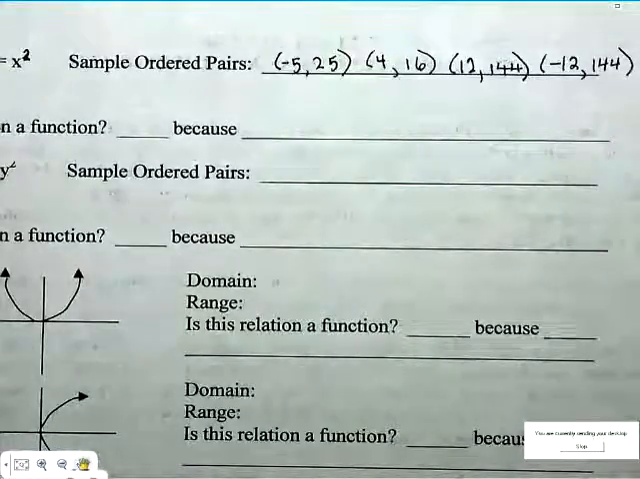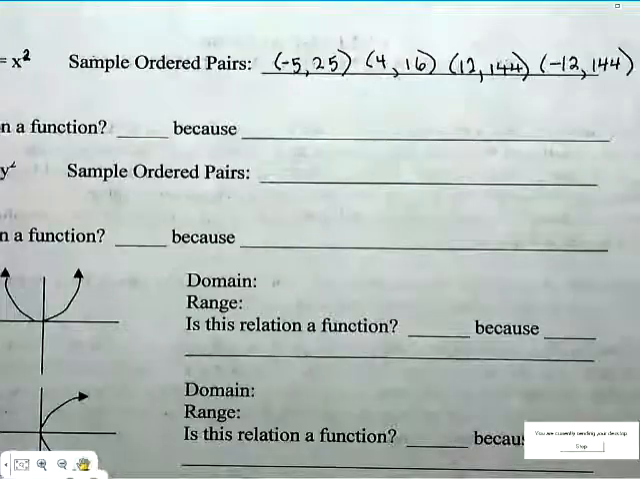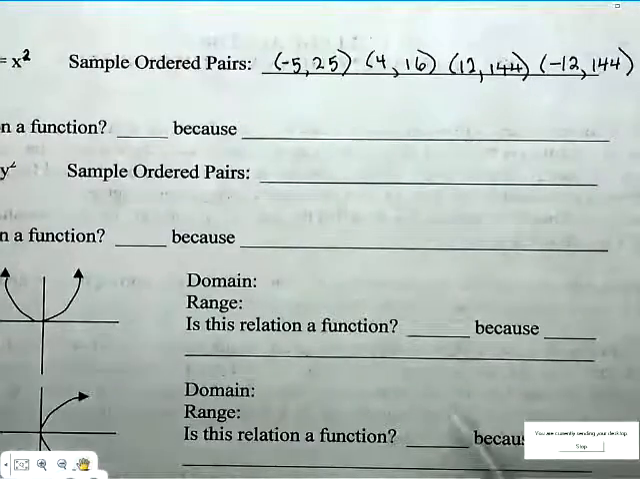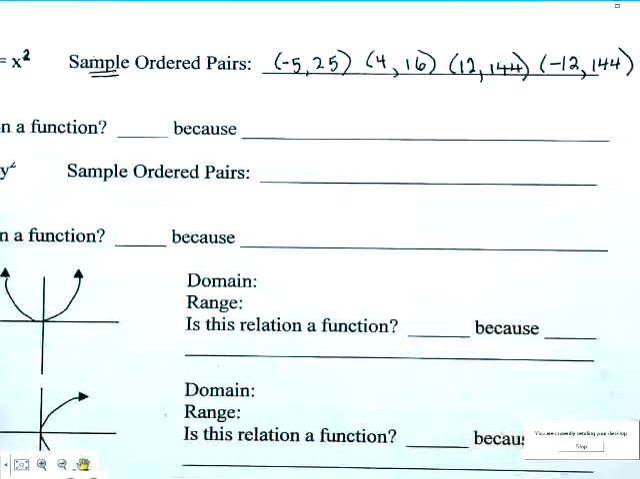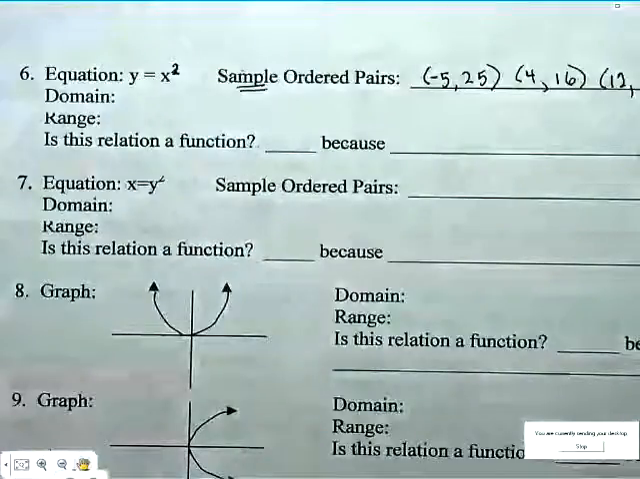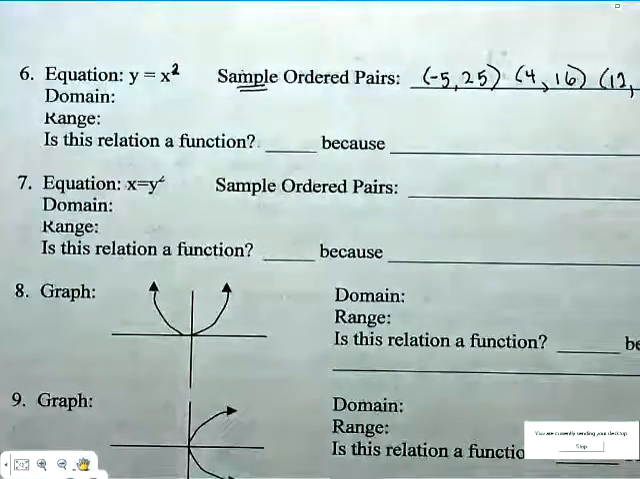What is the domain of that relation? Not just the x's in the ordered pairs we listed as samples, but any number that you could square. You can square anything, negative infinity to infinity.